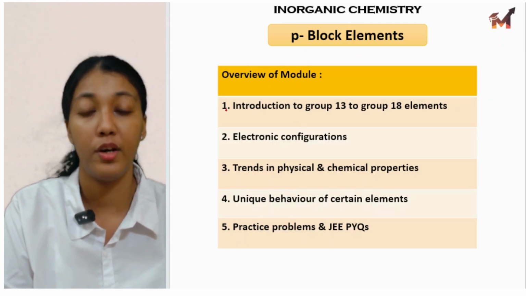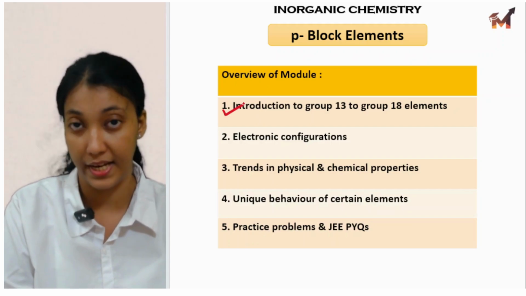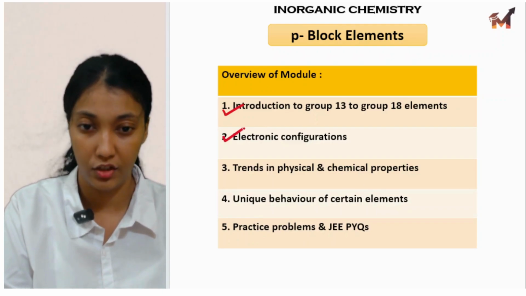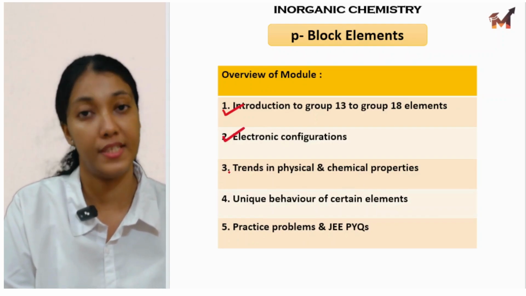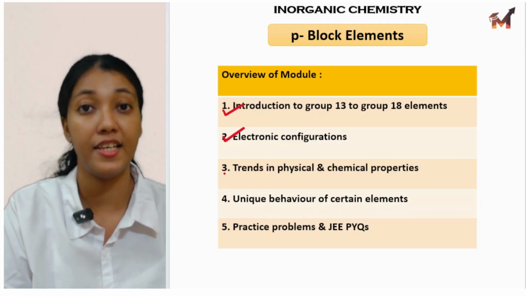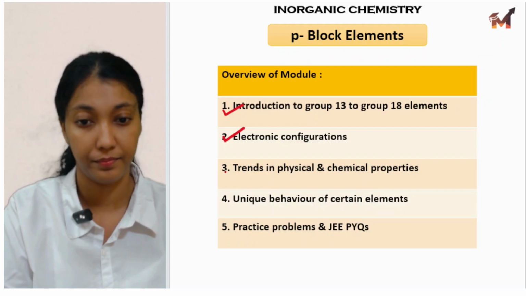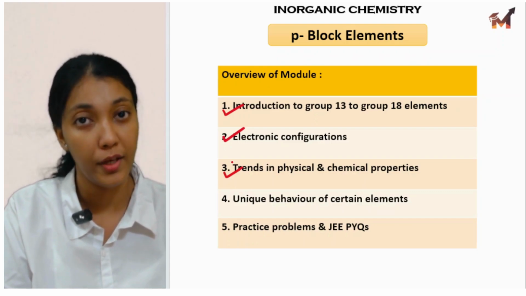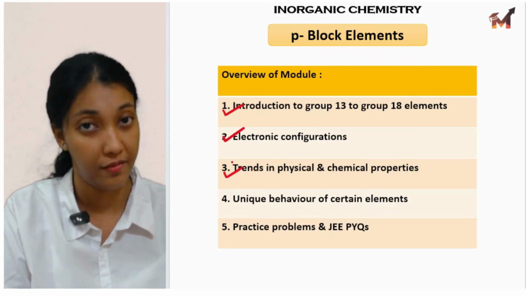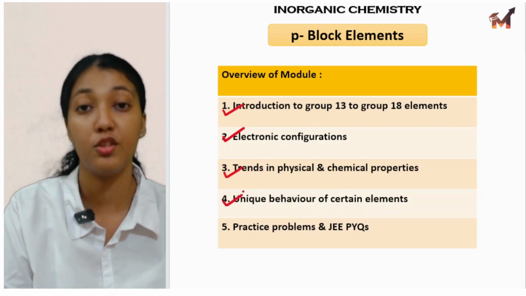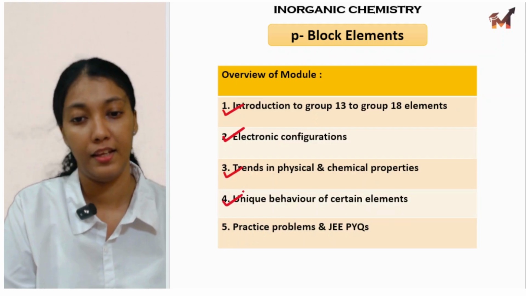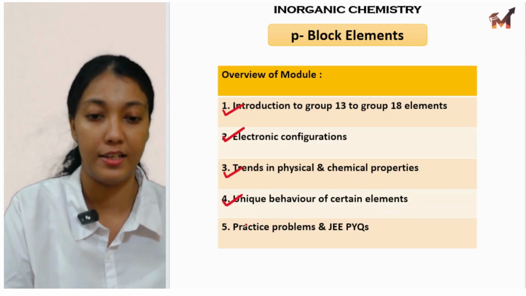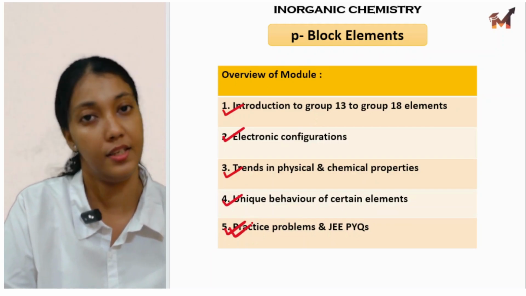We will obviously study the introduction कि कौन से elements को हम exactly P block elements कहते हैं. We will study the electronic configurations, their trends in physical and chemical properties, कि कैसा trend रहता है उनका each group में, and unique behavior of certain elements. उसी block में कुछ elements का थोड़ा सा different behavior रहता है, and we will study them, जिसको हम exceptions बोल सकते हैं, the famous term of inorganic chemistry, exceptions. And obviously we will practice problems and have previous year questions.